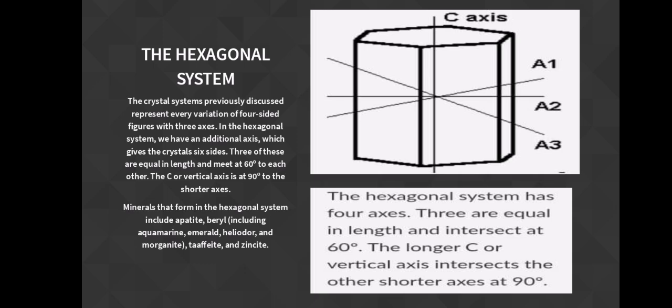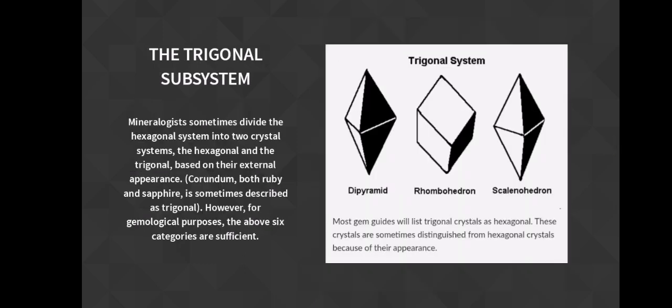Hexagonal system. The crystal systems previously discussed represent every variation of four-sided figures with three axes. In the hexagonal system, we have an additional axis, which gives the crystal six sides. Three of these are equal in length and meet at 60 degrees to each other. The C or vertical axis is at 90 degrees to the shorter axes. Nasa baba ang examples.